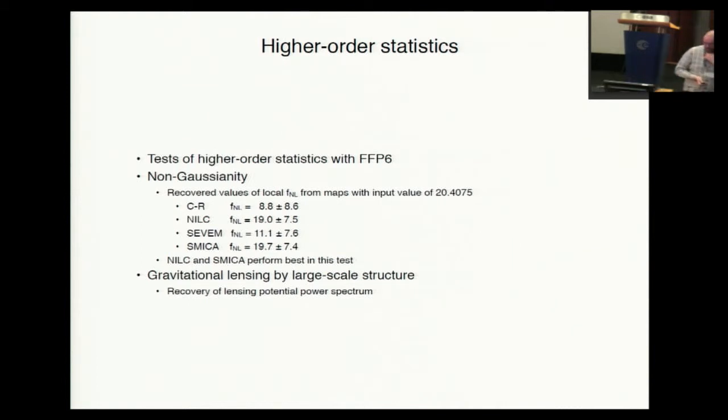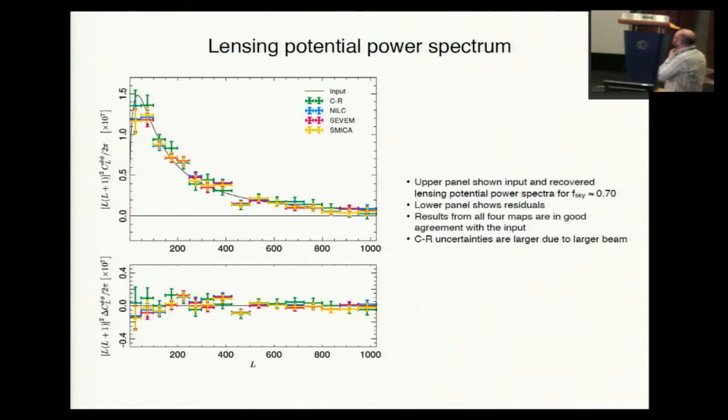Also, we looked at the gravitational lensing by large-scale structure, to see how they recovered when we have a known input power spectrum. This shows you the power spectrum of the lensing potential recovered by all four methods. The black line is the input, and the lines with error bars are the recovered values, and the lower panel shows the residuals. We can see that over 70% of the sky, we're recovering the lensing potential power spectrum very well. The results are all in agreement between the four methods, and the uncertainties on the Commander ruler are slightly larger due to the larger beam and slightly lower signal-to-noise for lensing.